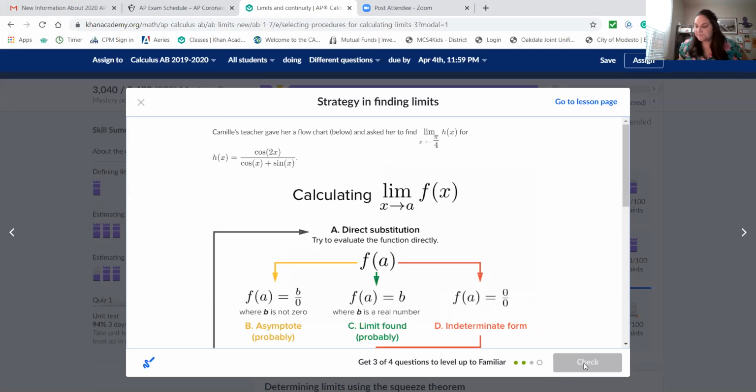Teacher gave Camille a flow chart. We're subbing in negative pi fourths and cosine. If you sub in a negative pi fourths to cosine of 2x, you're going to get cosine of negative pi halves, which is a 0 in the numerator. The cosine and the sine at negative pi fourths will be opposites. If it was just positive pi fourths, they'd be the same. But at negative pi fourths, they're opposites. So that leads me to my indeterminate form.